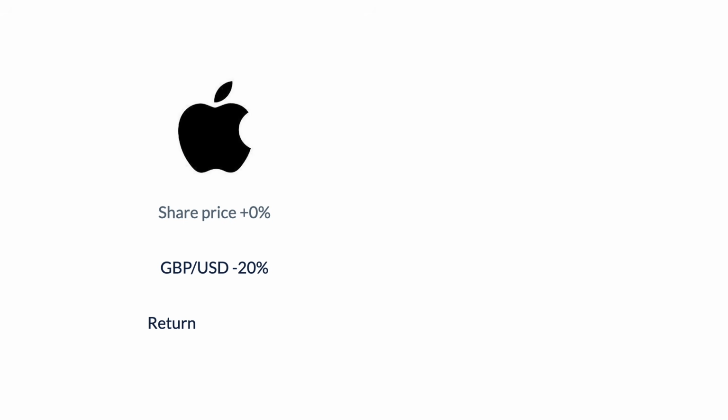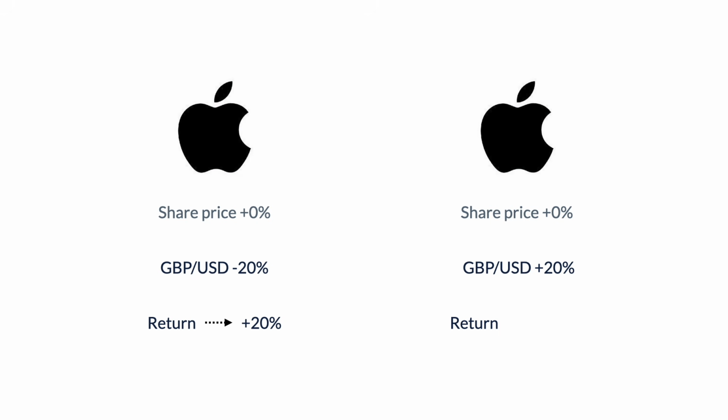The fourth risk is currency. When you buy a global equity ETF, your return does not just depend on what happens to the companies you own, it also depends on what happens to the currency. Imagine Apple's share price does not move at all. If the pound falls by 20% against the dollar, the value of those Apple shares rises when converted back into pounds. So even though Apple's share price hasn't changed, a UK investor would see a 20% gain simply because of the currency movement. But the reverse is also true.